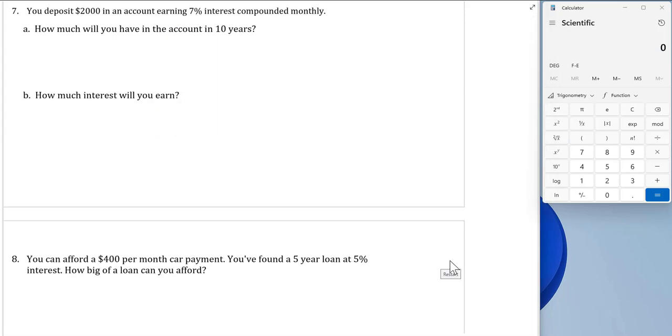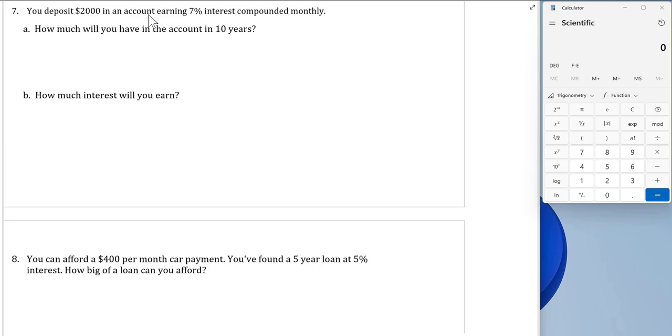Okay, let's go ahead and start our finance section. With finance, it's usually all of the questions will be dealing with money, which means that we're going to be working on the right-hand side of our formulas on the back page.